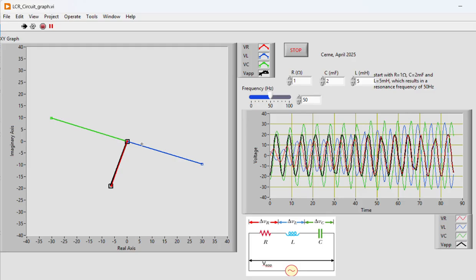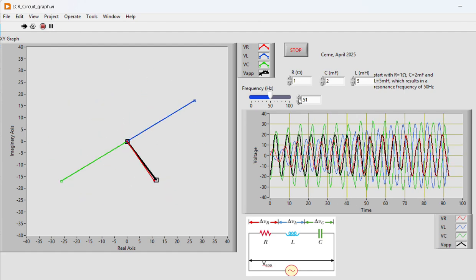Because basically, the only impedance you have now is the resistance of the resistor. The impedances of the capacitor and inductor totally cancel, and so you have the least amount of resistance to the flow of current. So let's go ahead and continue increasing the frequency.